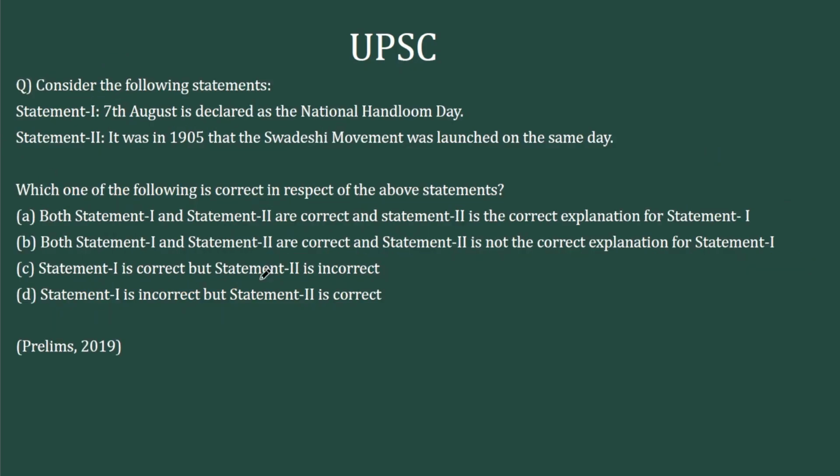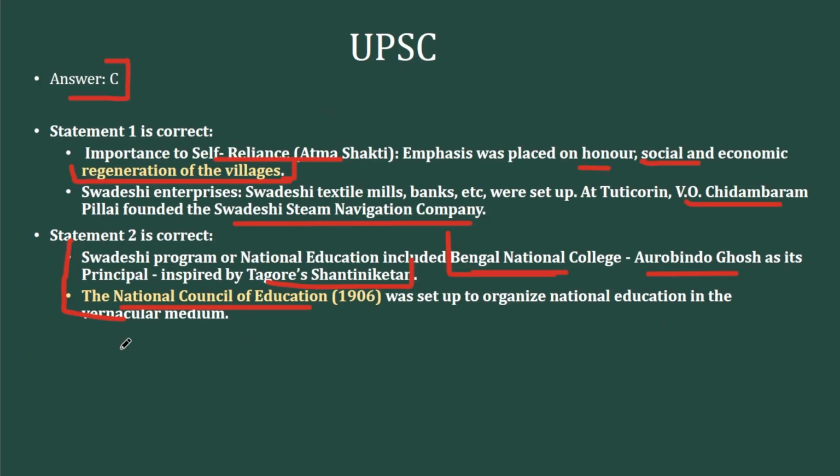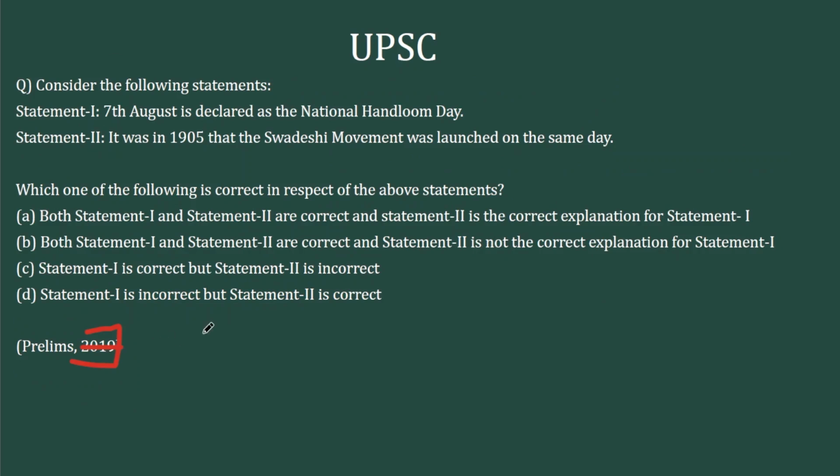Coming to the fourth question on the same theme. The statement goes like this. This question is in fact from the 2023 prelims. There's a mistake in the bottom part. It's from 2023 prelims, the latest question. Statement 1: 7th August is declared as the National Handloom Day. It's current affairs. Statement 2: It was in 1905 that the Swadeshi movement was launched on the same day. So the background of this current affairs is given.